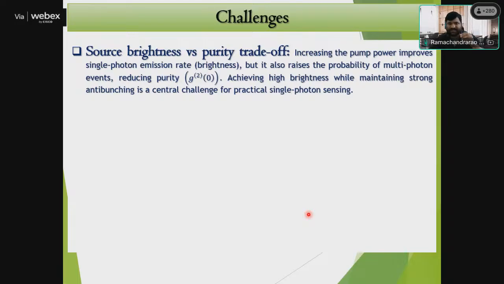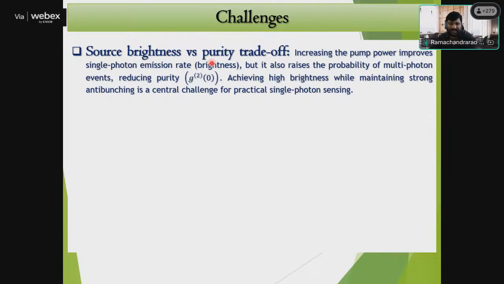So if you excite the single photon source with low light, you are going to get a single photon. But if you are exciting the single photon source with a strong intensity, then there is a probability that you generate multi-photon. That means in one pulse you are going to have two photons. So that means you are not doing any single photon sensing experiment. Please remember that.